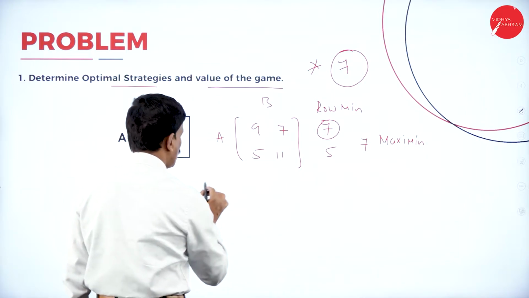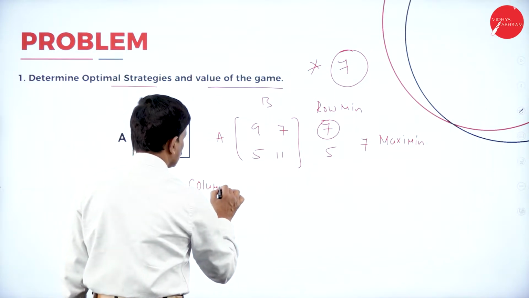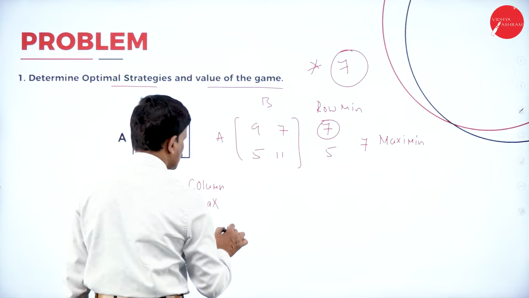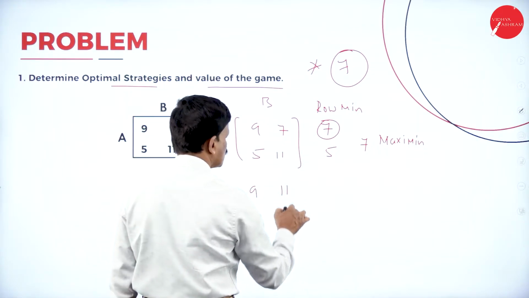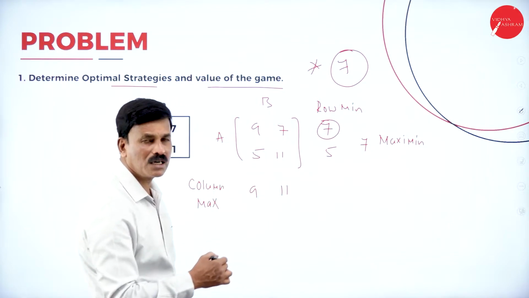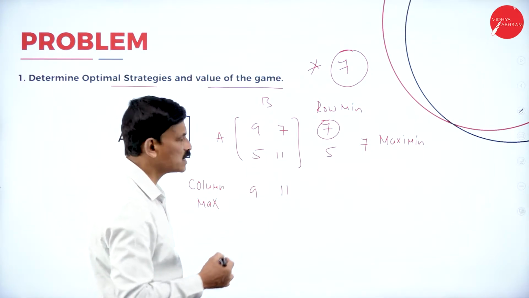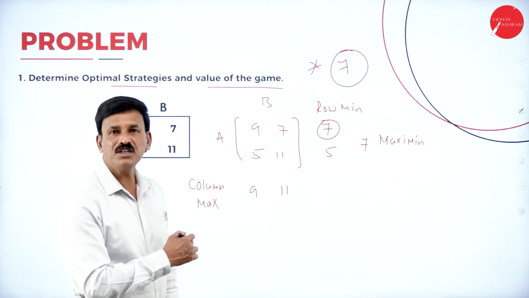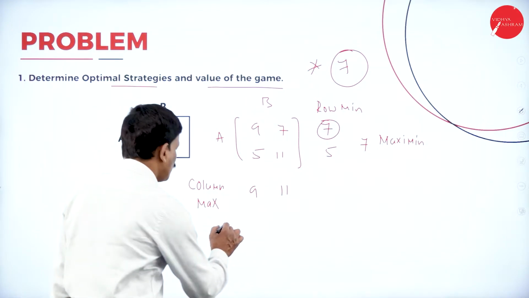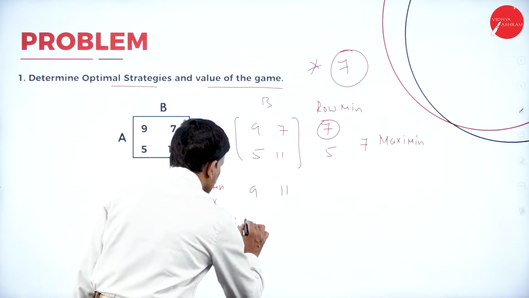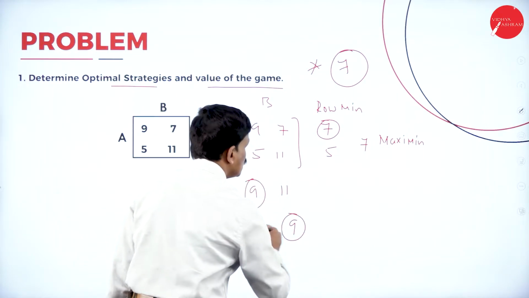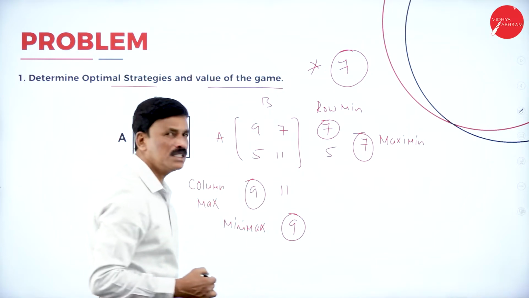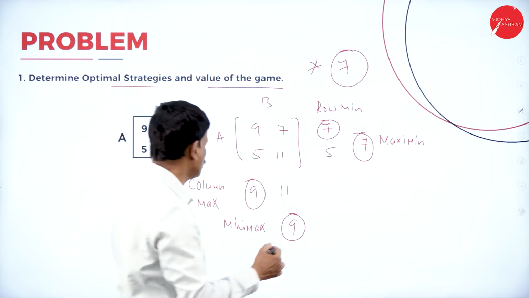Now find out the column maximum. What is the maximum value in the first column? 9. In the second column, the maximum value is 11. Okay, 9 and 11 are the maximum values in the first and second column. Now find out the minimum value in this maximum value. Minimax. What is the minimum value in this maximum value? It is 9. See here, the maximin is 7 and minimax is equal to 9.